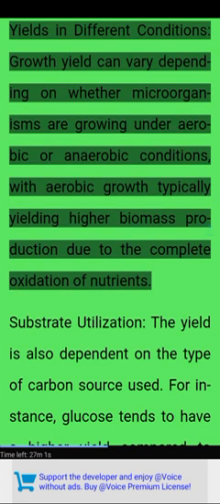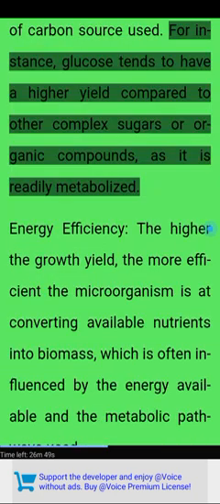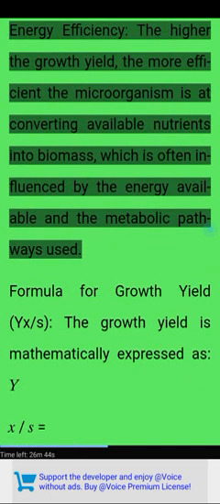Yields in different conditions. Growth yield can vary depending on whether microorganisms are grown under aerobic or anaerobic conditions, with aerobic growth typically yielding higher biomass production due to the complete oxidation of nutrients. Substrate utilization. The yield is also dependent on the type of carbon source used. For instance, glucose tends to have a higher yield compared to other complex sugars or organic compounds, as it is readily metabolized. Energy efficiency. The higher the growth yield, the more efficient the microorganism is at converting available nutrients into biomass, which is often influenced by the energy available in the metabolic pathways used.